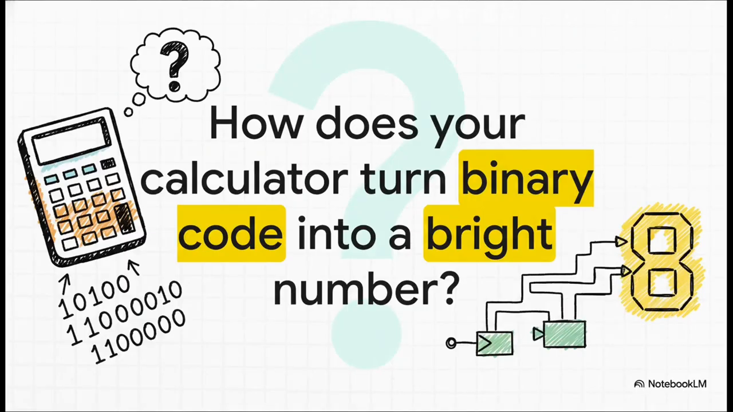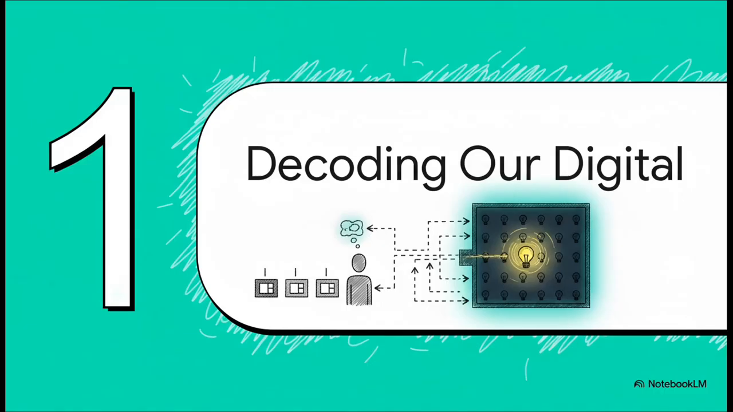All right, let's kick things off with a little thought experiment. Picture a basic calculator, the one sitting in your drawer. Deep inside, it's all just ones and zeros, right? A stream of binary code. So how does that string of ones and zeros become a big, bright number 8 on the display? What's the magic trick? Well, it's not magic at all. It's a really clever little circuit, basically a tiny electronic translator. So let's meet the first piece of this puzzle.